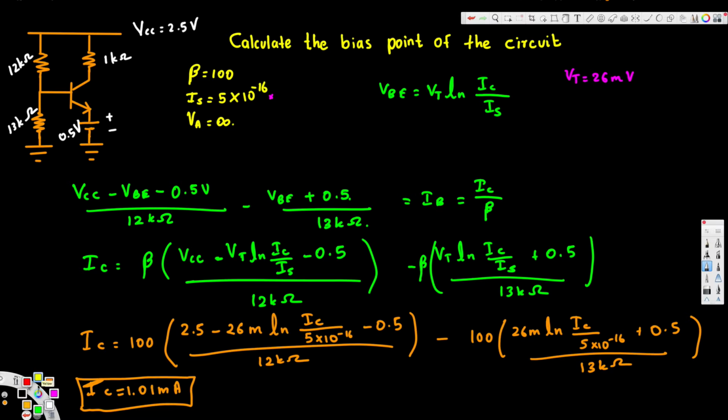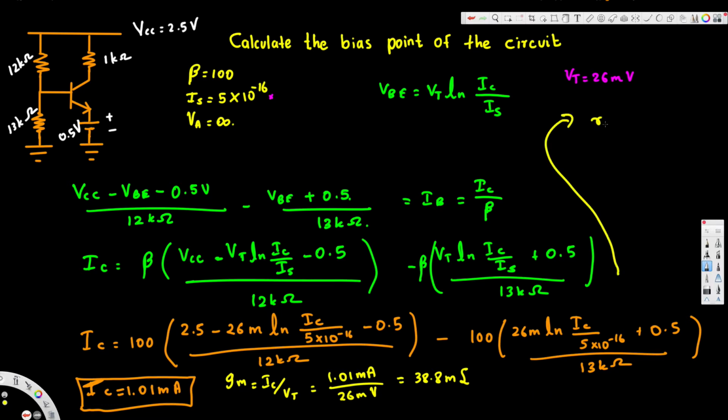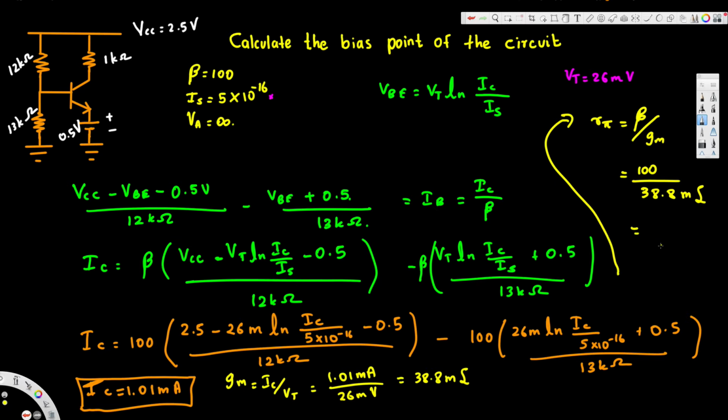Now the next thing is we are going to solve transconductance, that is GM. GM is equal to IC over VT. IC is 1.01 milliampere divided by VT, that is 26 millivoltage, that is equivalent to 38.8 millisiemens. And the next thing is we are going to find out the R pi. R pi is equivalent to beta over GM. Beta is 100 divided by the transconductance, that is 38.8 millisiemens. And if you divide that, you will get 2.57 kilo ohm resistance.